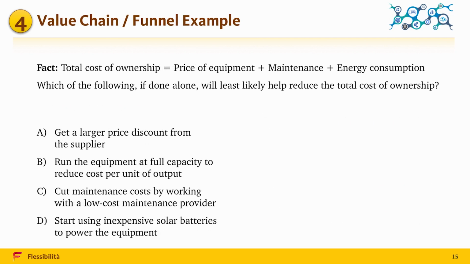And finally 4. Value chain or funnel. A chain or a funnel represents a process which leads to a result through a series of steps. If something impacts just one step of the process, it impacts the result. If it does not impact any step, it does not impact the result. For example, total cost of ownership equals price of equipment plus maintenance plus energy consumption. Which of the following, if done alone, will least likely help reduce the total cost of ownership? Notice that this is a least likely question, so we will look for the worst rather than the best option.